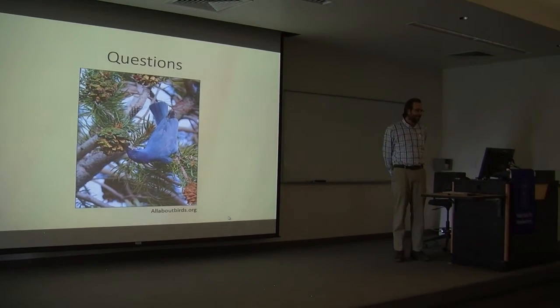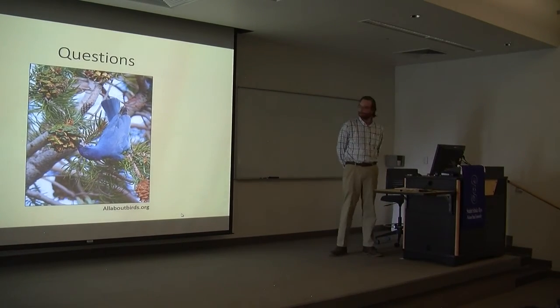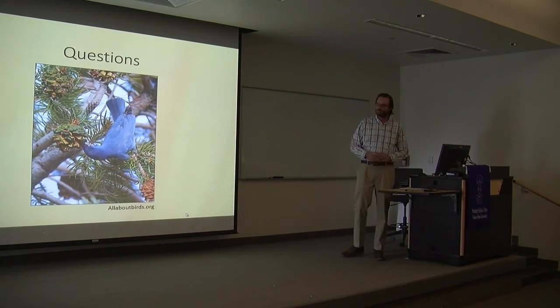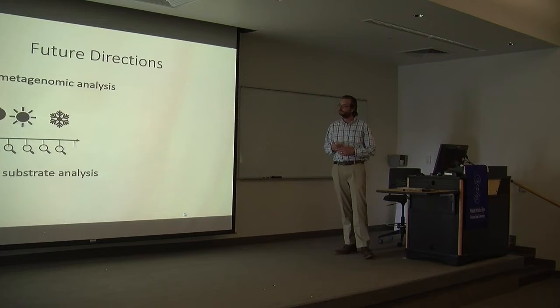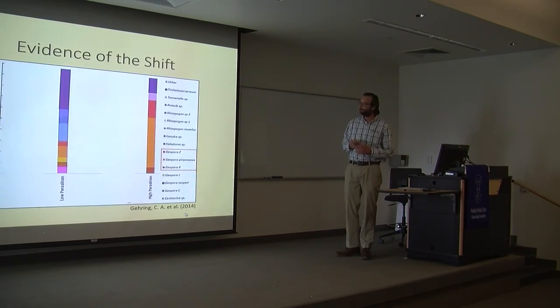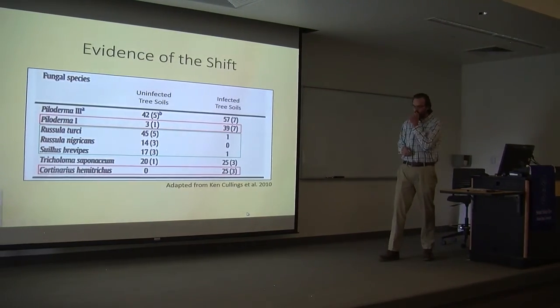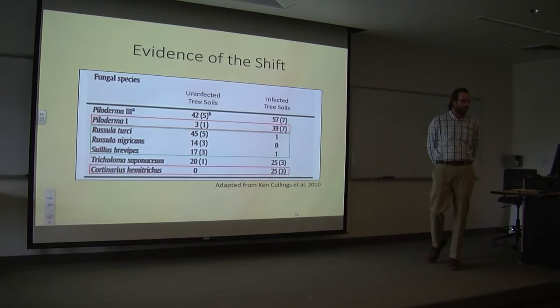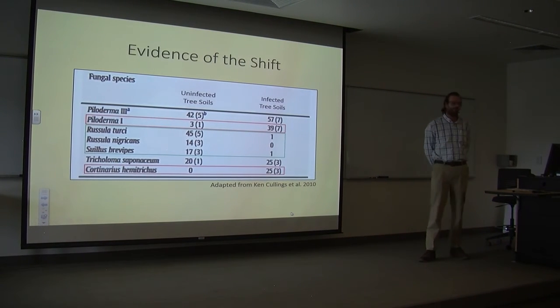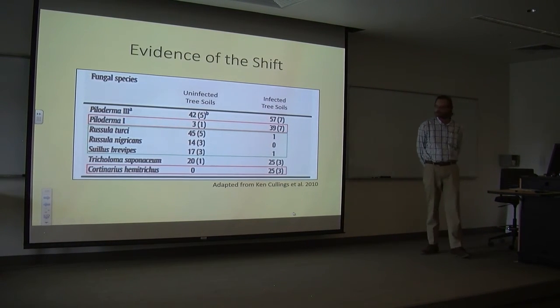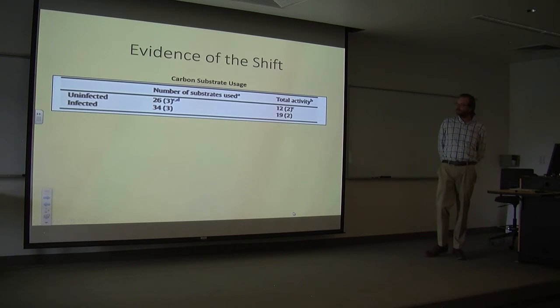So I have a question. Yes. If you could go back to the slide with the Ken Culling study, the first one, that one. So what tree, what association was that with? Lodgepole pine. So this was lodgepole, and then the very next one was also lodgepole? Also lodgepole. Oh, okay.